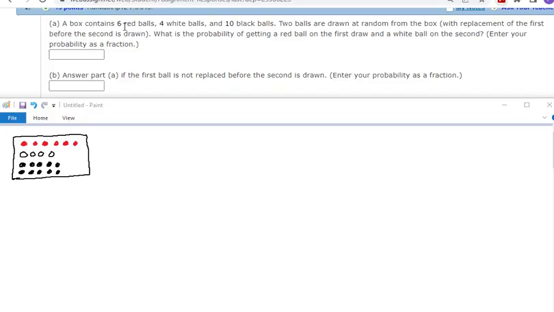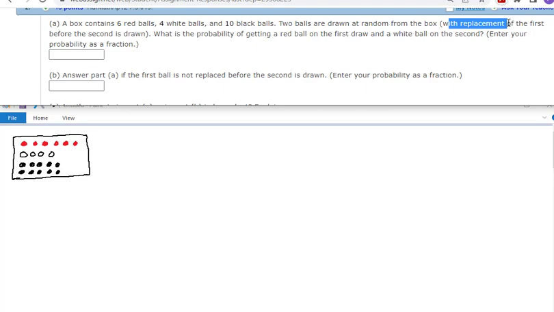A box has 6 red balls, 4 white balls, and 10 black balls. 2 balls are drawn at random from the box, and then this is super important, with replacement of the first ball before the second ball is drawn, so that you're always drawing from a box that always has 6 red, always has 4 white, always has 10 black. What's the probability of getting a red ball on the first draw and a white ball on the second?